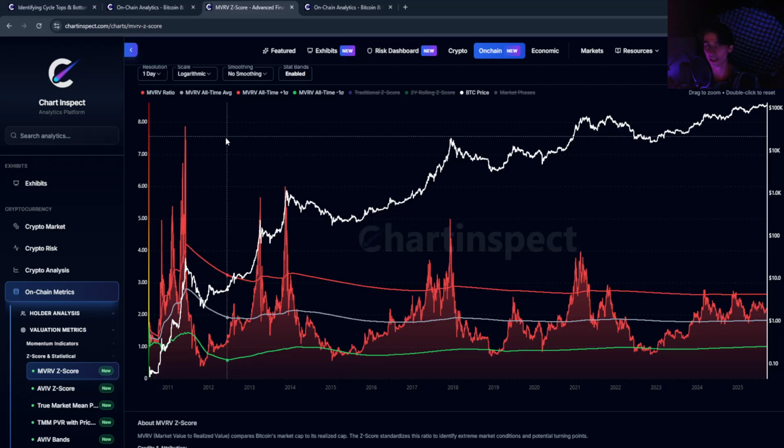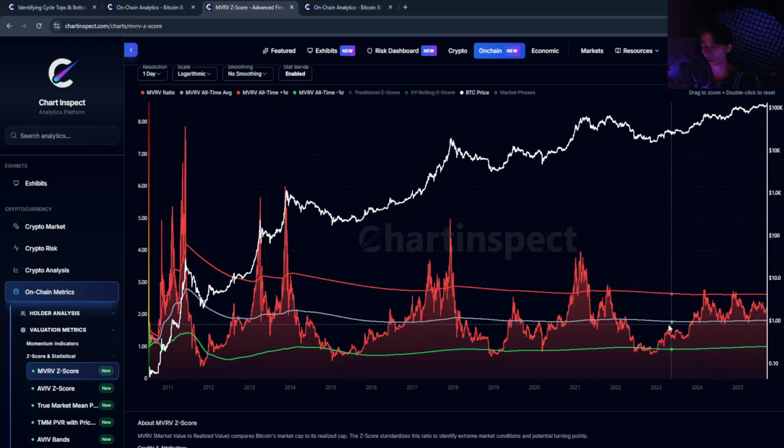When we apply a standard deviation to the entire data set of the MVRV, we see statistically when things are getting overheated or oversold. Currently, we've held resistance off of the +1 all-time cumulative standard deviation, this red line here. Conversely, we've also held support off of the all-time cumulative standard deviation. So this is the average of the data set, the middle, the gray line here.